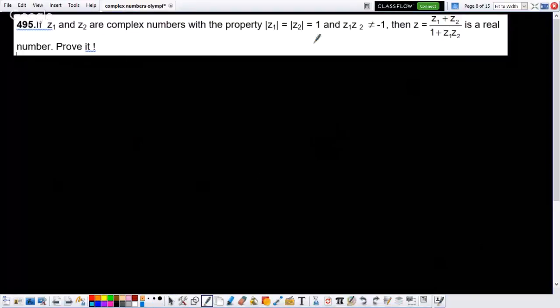Here, z1 and z2 are complex numbers with the property that the modulus of z1 times z2 is equal to 1. Then z1 times z2 is not equal to -1. If it is equal to -1, the denominator will be 0. That's why it will be undefined. And here, if z1 and z2 are complex numbers, again, I understand that it's a plus bi form.